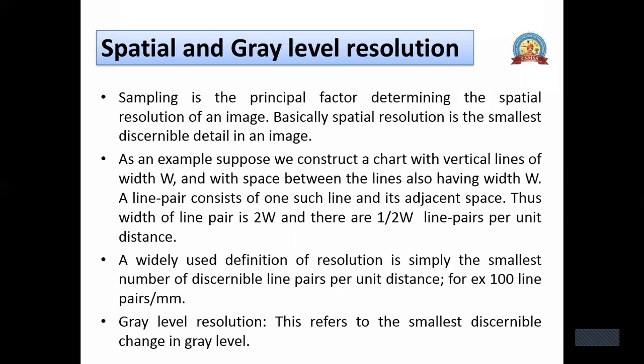And of course, we went through gray level resolution. It tells the difference between two consecutive colors. If we take 64 gray levels, then the gray level resolution will be 64. If we take 256, then the gray level resolution will be 256.